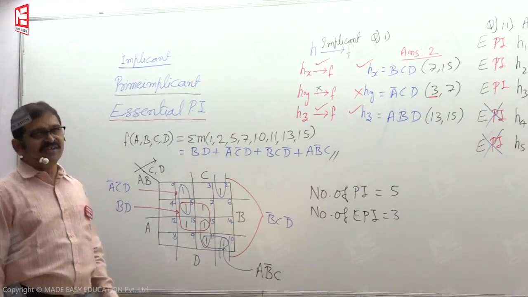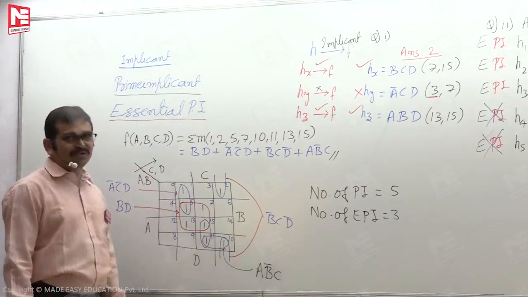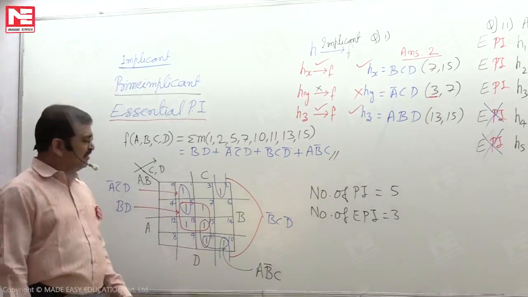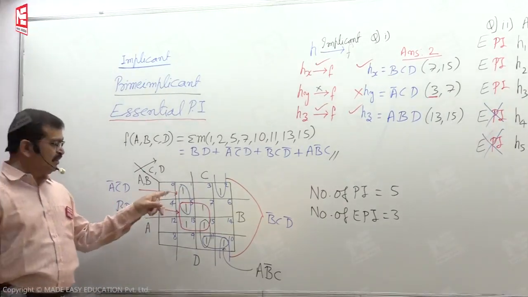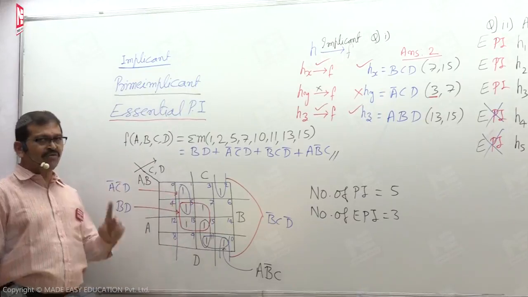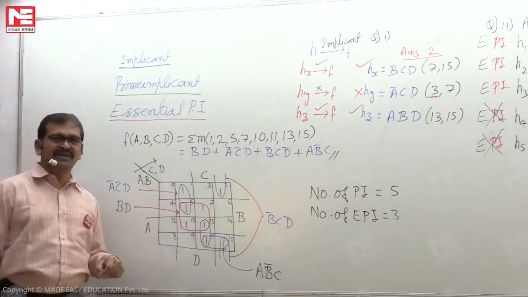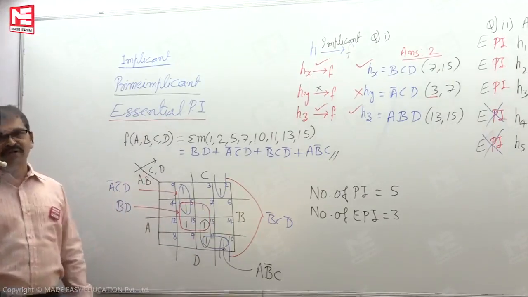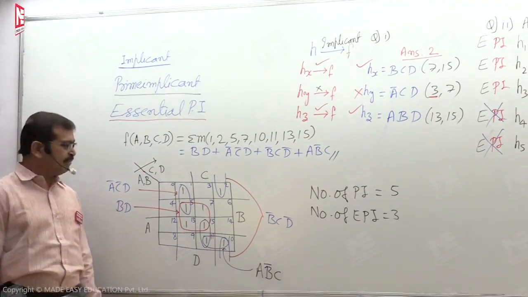So the understanding is, if we have any subcube in which through at least one cell there is no overlapping, then definitely because of that cell or because of that minterm, that subcube product becomes an essential prime implicant. That becomes an essential prime implicant.